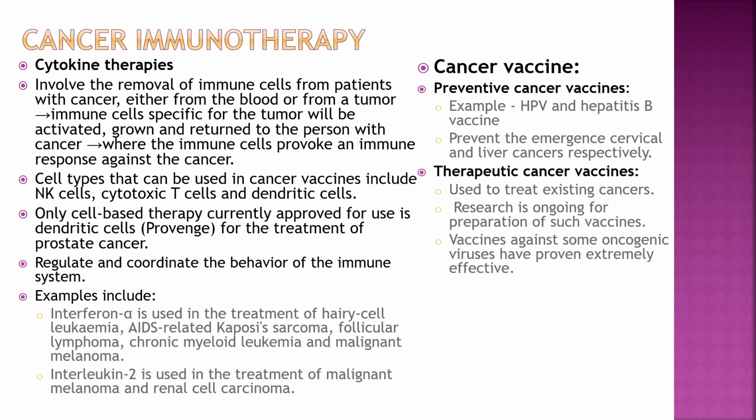Cancer vaccines are of two types, preventive and therapeutic. Preventive, for example HPV and hepatitis B vaccines, prevent emergence of cervical and liver cancer respectively. Therapeutic vaccines are used to treat existing cancer. Research is going on for preparation of such vaccines. Vaccines against some oncogenic viruses have proven extremely effective.